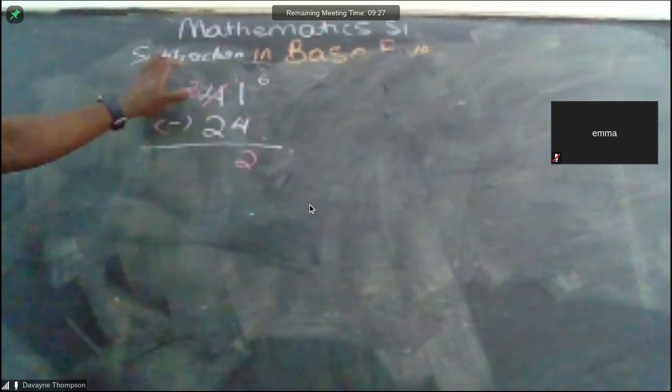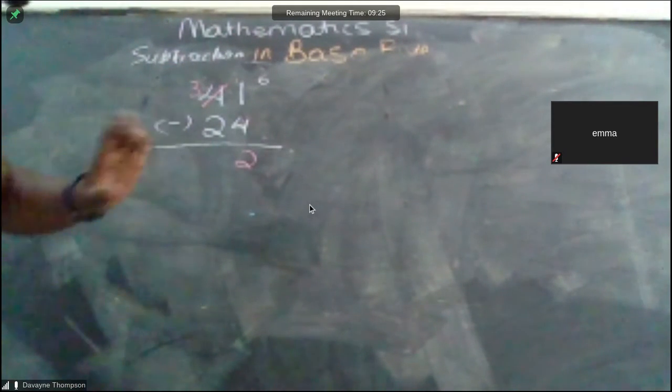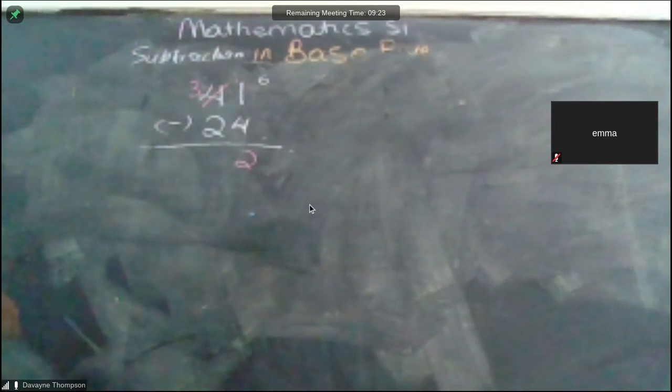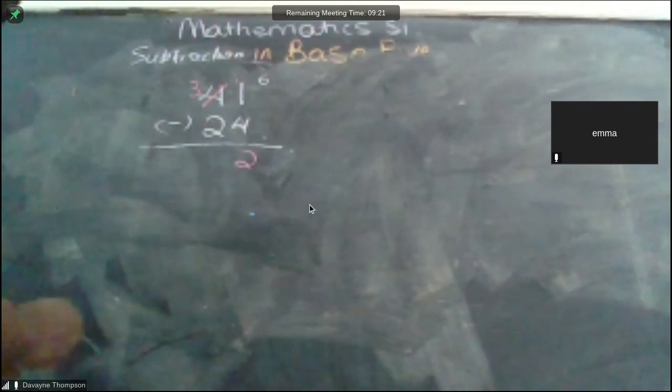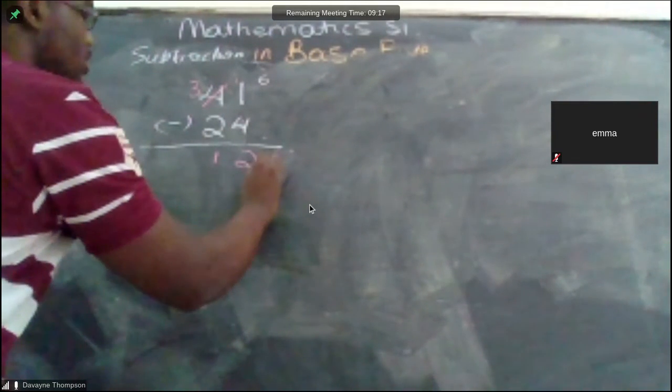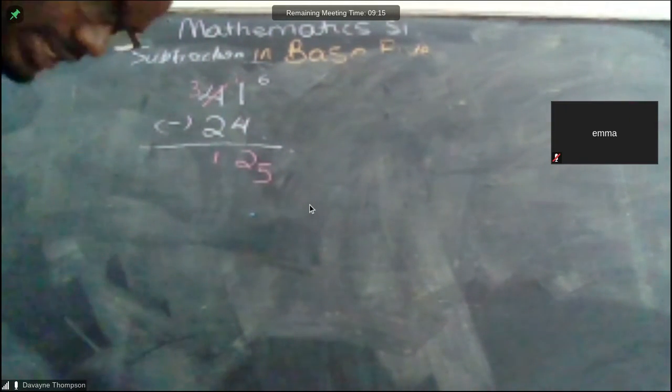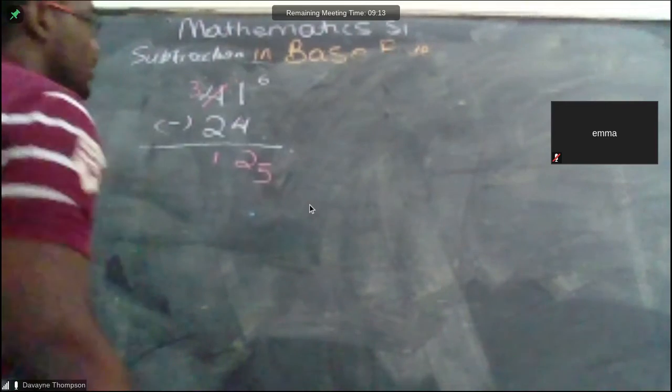Okay? Now, what do we have here? 3 minus 2. We can just subtract that normally. So what's 3 minus 2? 1. So our answer is going to be 12 base 5. But let's explain in notes now what happened here.